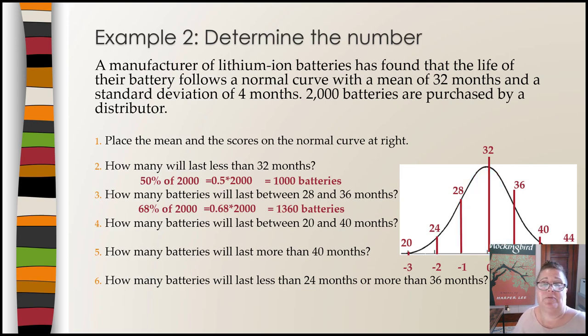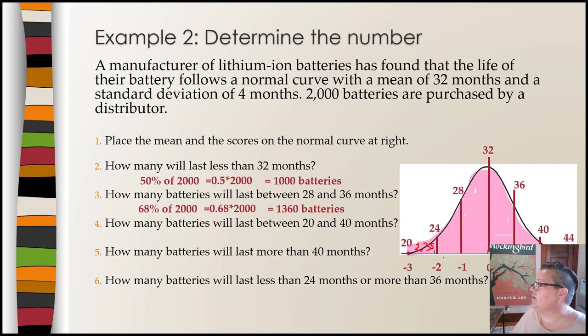How many batteries will last between 20 and 40 months? So starting at 20, I'm going to go all the way up to 40, and I'm going to shade all of this in. This one's a little bit rougher because what I have here is from -3 to +2. So when I reference these, you can build this a couple of different ways. If you're referencing the empirical rule and the colored chart that was on that other slide, we've got a 2.35.